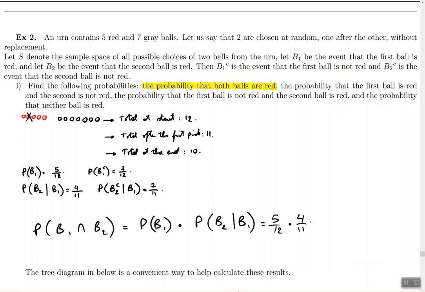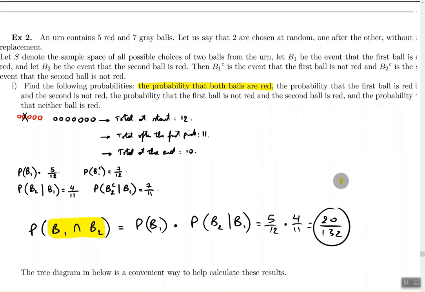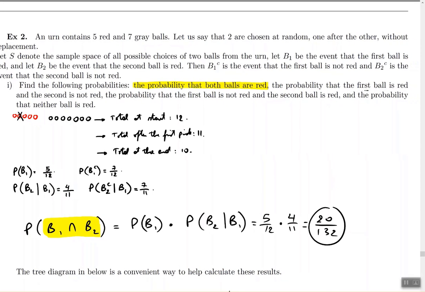And the total right there will be 20 divided by 132. So that pretty much answers the first question, where the 2 balls are basically both red. Now, the next question is, what's the probability that the first ball is red and the second one is not red? So using the symbols that we decided, this means that we're looking for the probability of B1 and B2 complement. So basically you chose a red ball on the first try and you chose a gray ball on the second try.